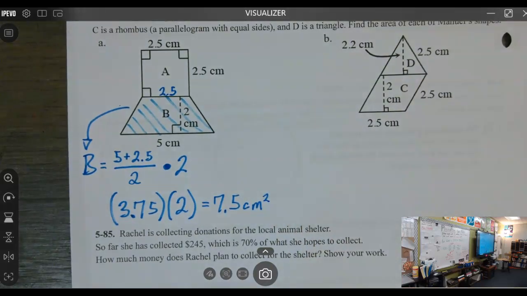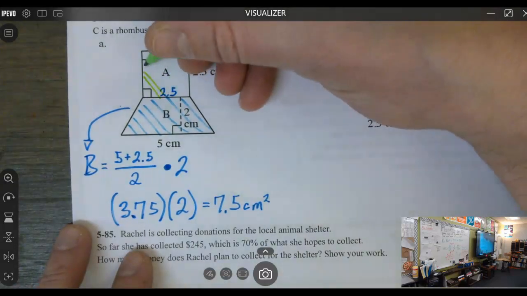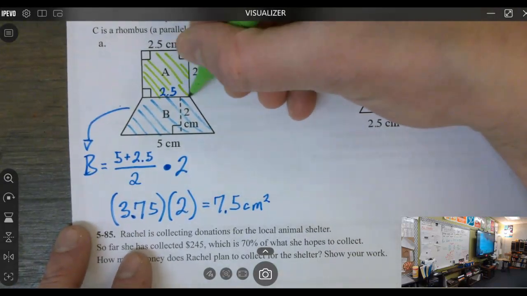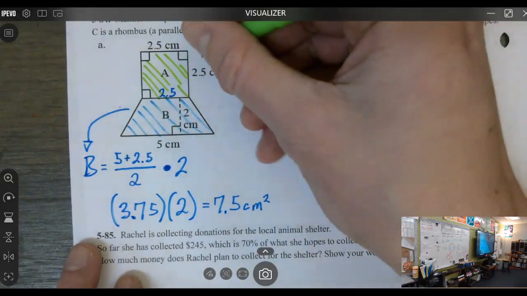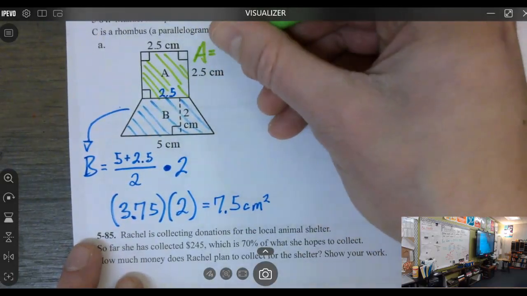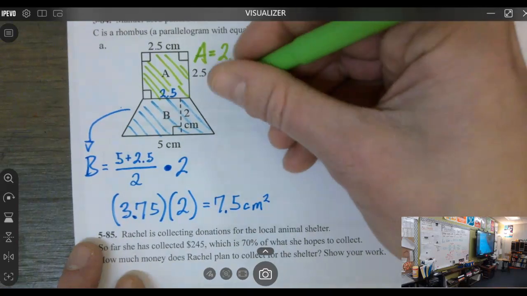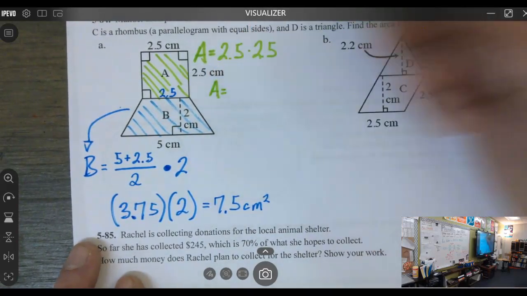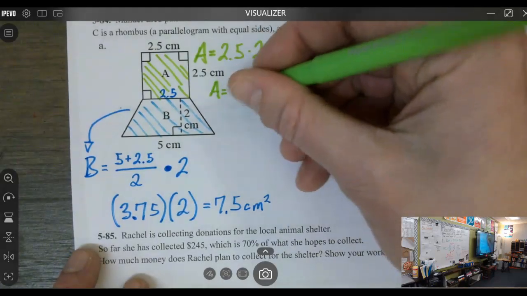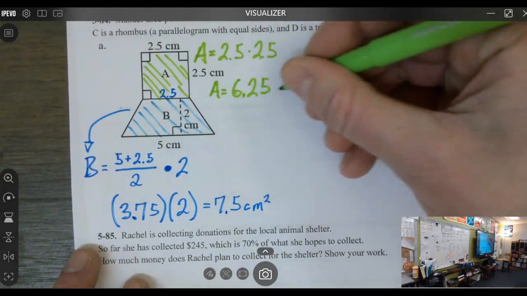How do we do the area of the top shape? What is the top shape? A square. So how do we do the area of that? 2.5 times 2.5. So that is actually 6.25.